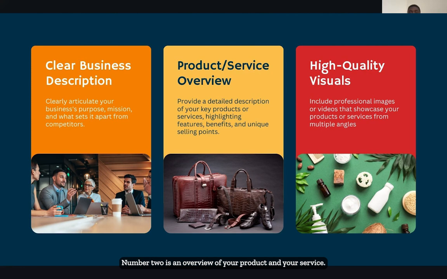Number two is an overview of your product and your service. So you want to put detailed information of your key products and services, highlighting what the features are, what the benefits are, what the unique selling points are. This is very important, okay? And then another thing you also want to have are high quality visuals. You want to include professional images or videos that truly showcase what your product looks like and what your services are from multiple angles, if possible, okay? That's also very important for you to add.